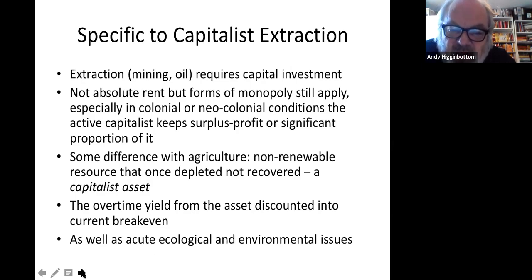But it is the case that there's not really a big factor of absolute rent income when it comes to oil. There are forms of monopoly, and the form of monopoly is different. The form of monopoly in most extractive sectors is to do with imperialism. It's especially so in colonial or neo-colonial conditions, where the active capitalist tends to keep a lot more of the surplus profit because the landowner, in inverted commas, is the original occupiers or people of that country, right? In other words, the right of private property is an imperialist right rather than an equalized right.